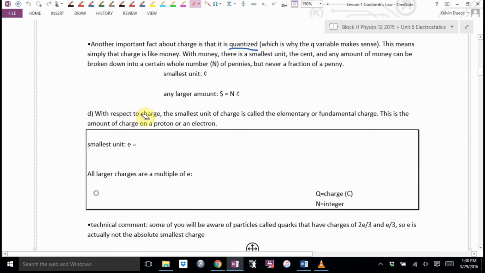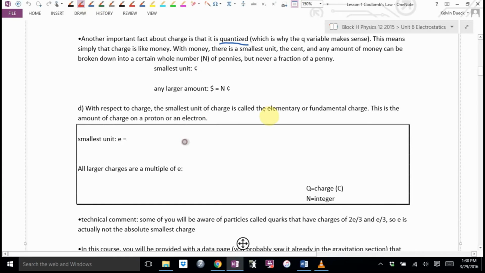With respect to charge, the smallest unit of charge is called the elementary or fundamental charge. This word is going to be important. I notice my screen is moving. Okay. For some reason, my screen is moving around like that. I'll have to fix that.